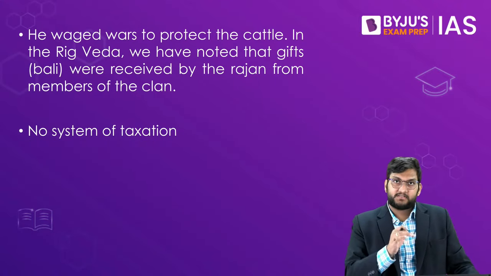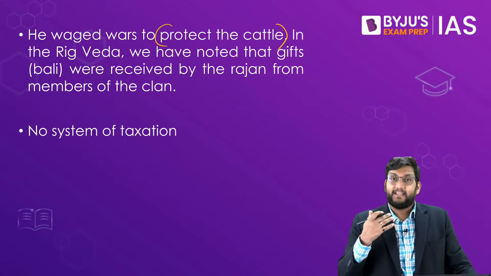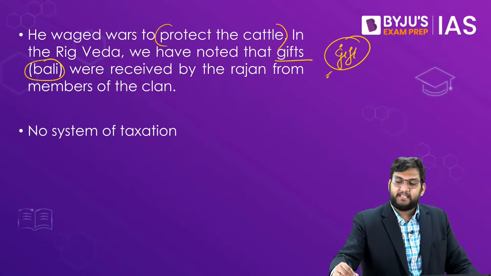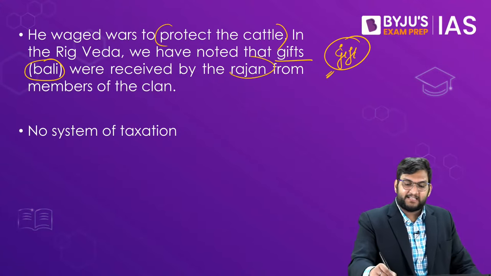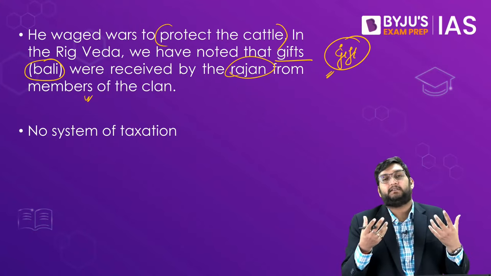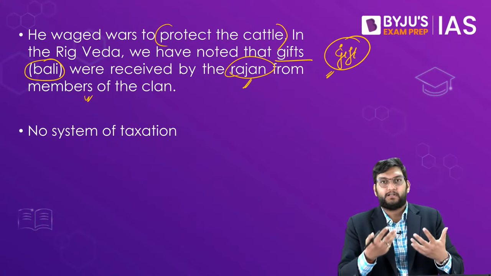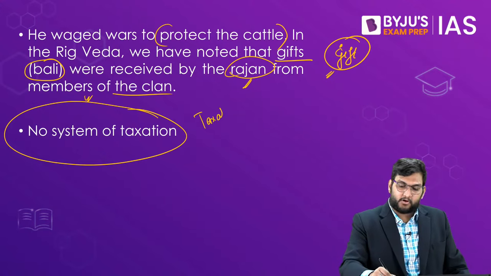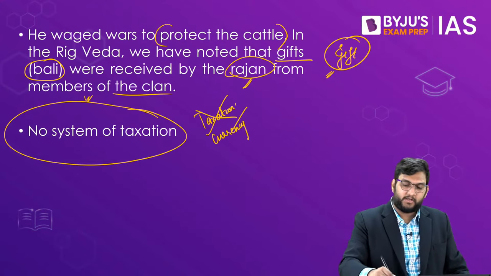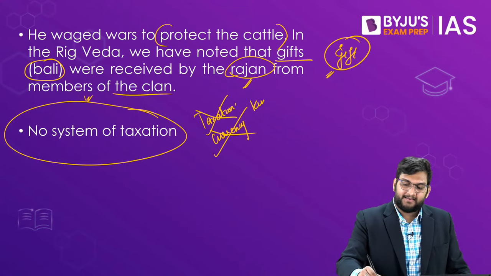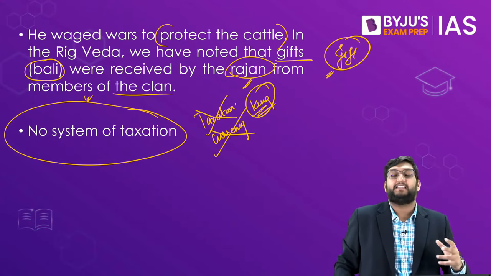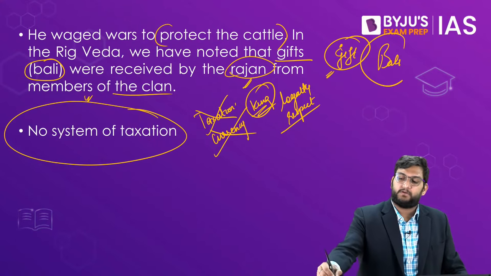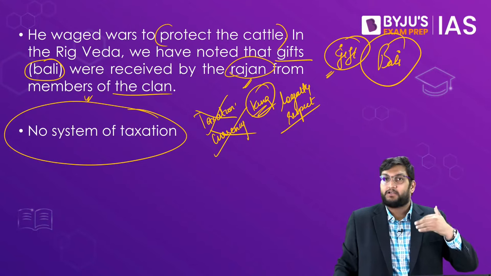Then, they waged wars, as I told you, but to protect cattle. In the Rigveda, there is one word which we see, which is called Bali. But it's a gift. And the gift-giving tradition is quite common in tribal societies, where the Rajan received some fruits, some cattle-related products, as a form of honor and respect from the members of the clan. But basically, no system of taxation. Taxation does not exist. Even currency obviously will not exist. It will only come into existence in the Mahajanpada period. And the king is not a divine king or a king based on power. He is based on loyalty and respect. So the word Bali is the first word which you need to remember, which has a connotation of being a gift, not anything more than that.